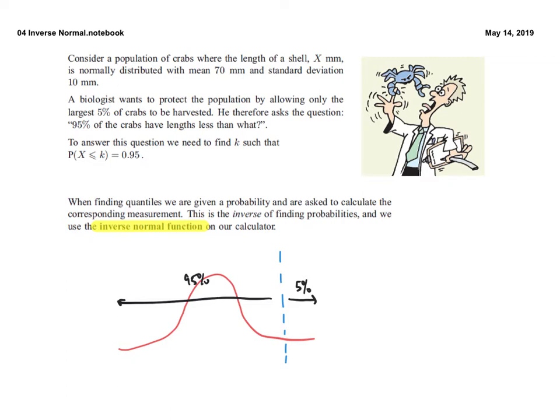And so we're going to need something a little more abstract. Okay, so then the question is, 95% of the crabs have lengths less than what? What is this magic length of crabs right here that designates 95% of the crabs, with the 5% right there that can be harvested? We're trying to ask: what is the value of k such that that is the case? And this is the need for the inverse normal function.